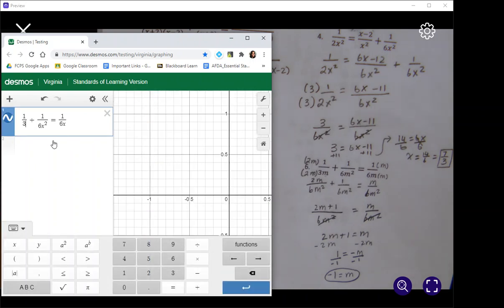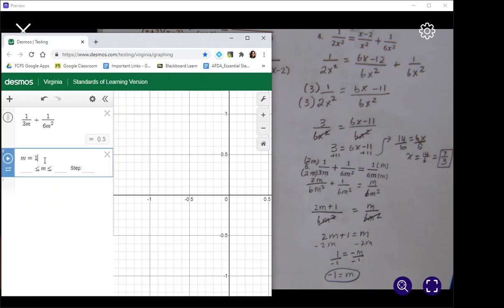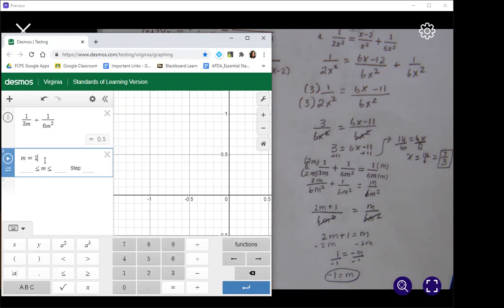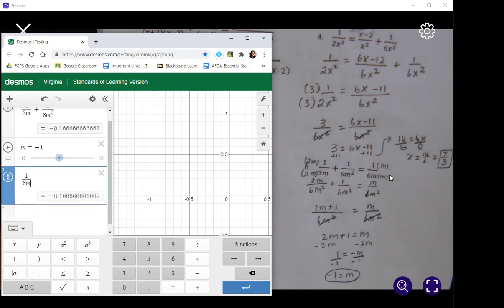Now, if I did put an m here instead of an x, if I use the m, it doesn't graph it for you. It actually does nothing. But if you want to check it using m, then you have to add a slider, and then you're saying that m is equal to negative 1. Change this to negative 1, and then now put in the other side, so you have 1 over 6m, and then these should match up. If you're not graphing, then you have to match up the decimals.